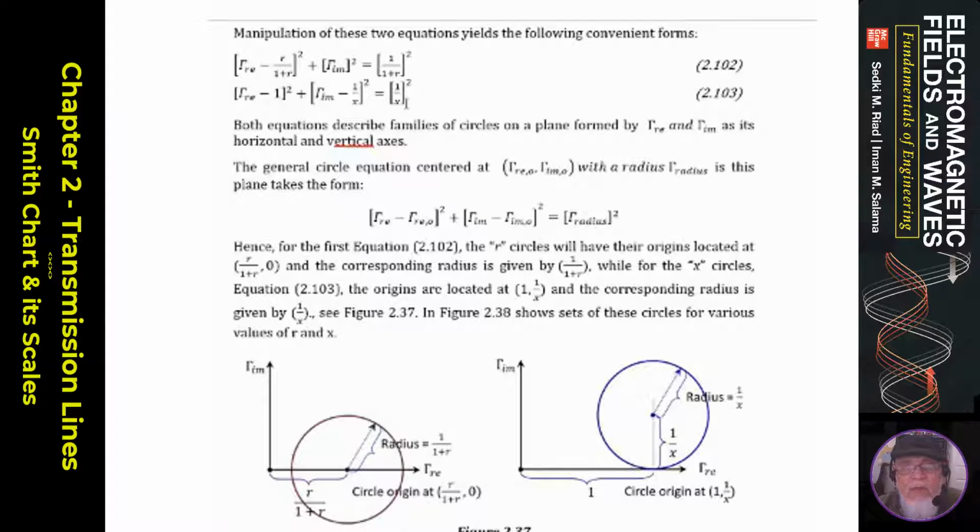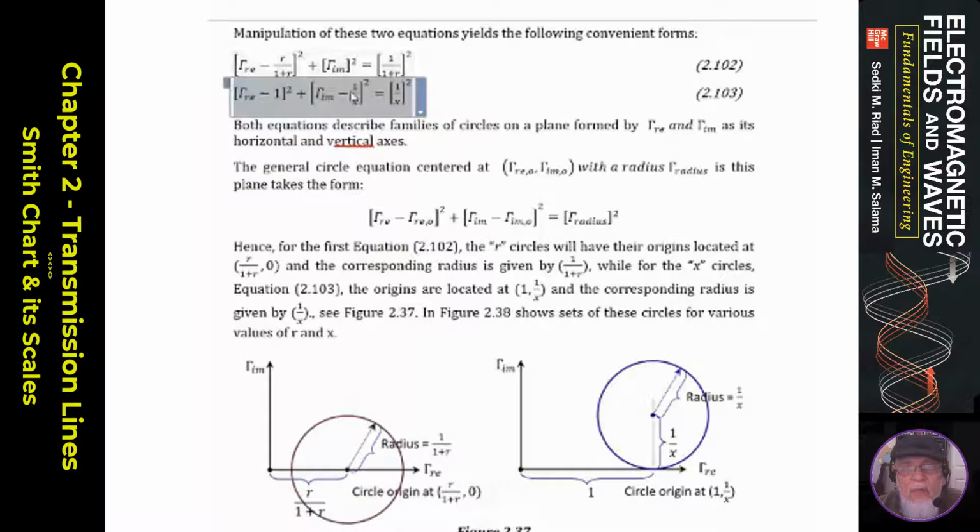The radius is right there. That's the radius, 1 plus r in the denominator. 1 over that, 1 over 1 plus r, is the radius. So this here is a map of this equation. This graph is basically a map of this equation, and this graph is likewise a graph that represents this equation for the x values.